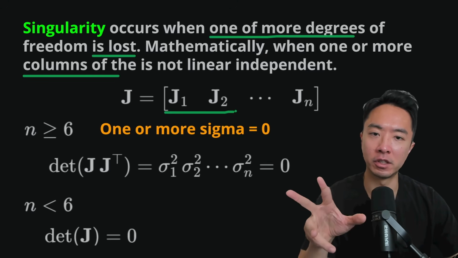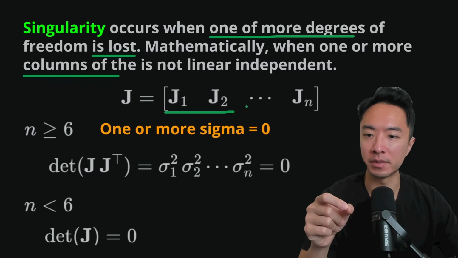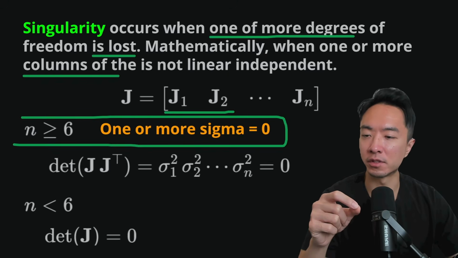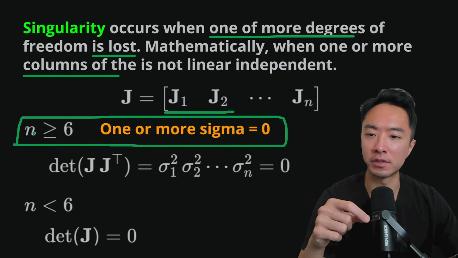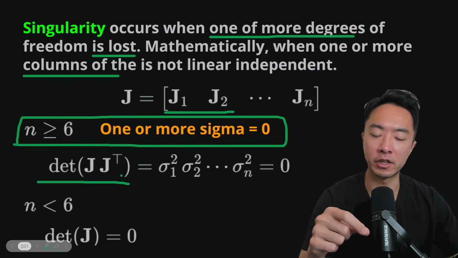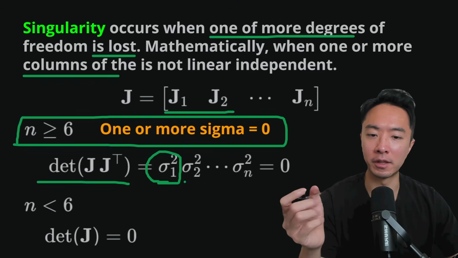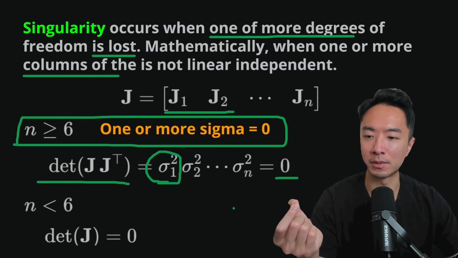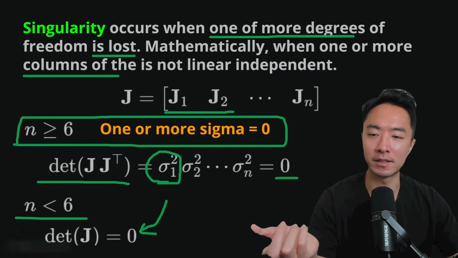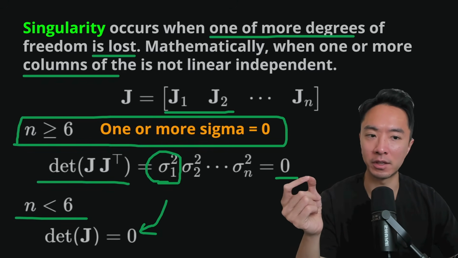If any of these columns are not linearly independent, then we know that it's at a singular position. This is true for one or more sigma equal to 0, where n is greater than or equal to 6. You can check this mathematically using the determinant of J transpose. If one of these values is 0, then the determinant is going to be 0. This means that the determinant of J is going to be 0 for n less than 6. Depending on which case you have, you'll choose the right matrix to calculate it.